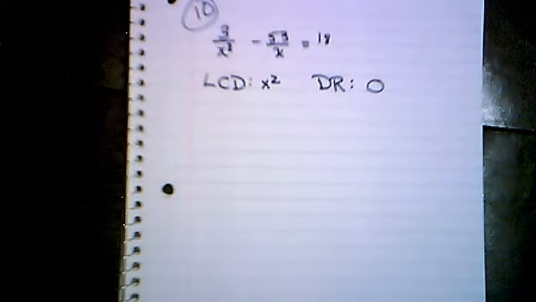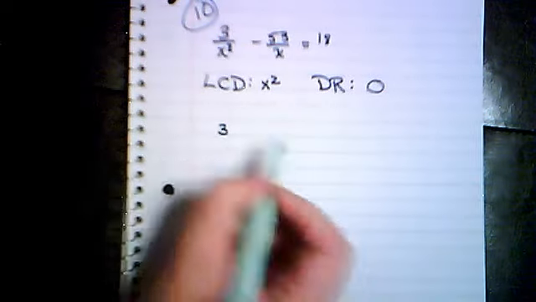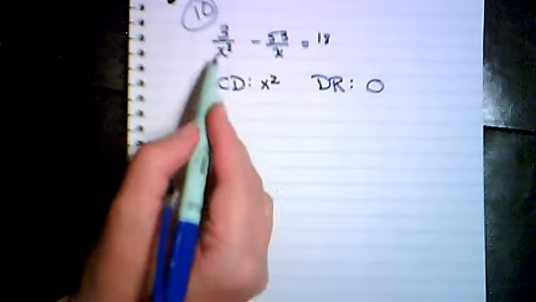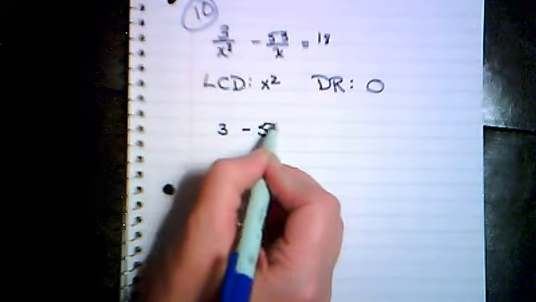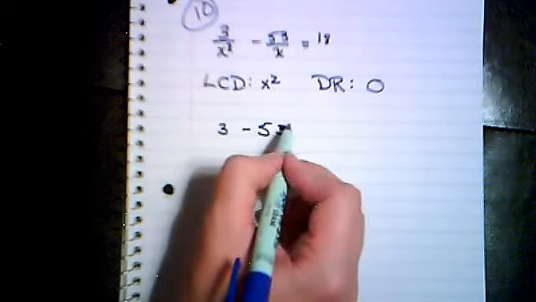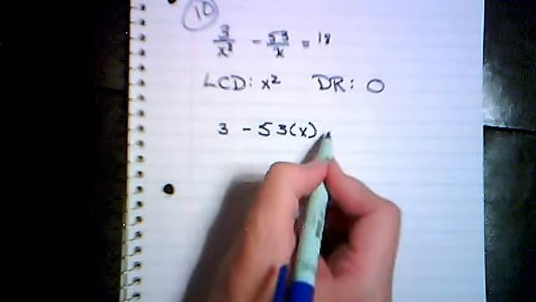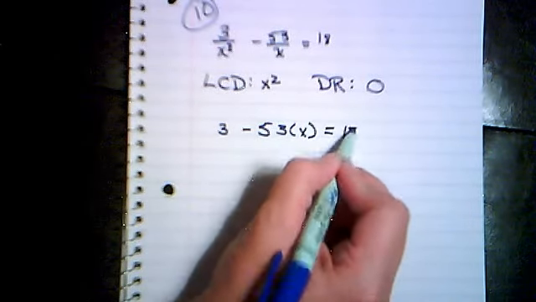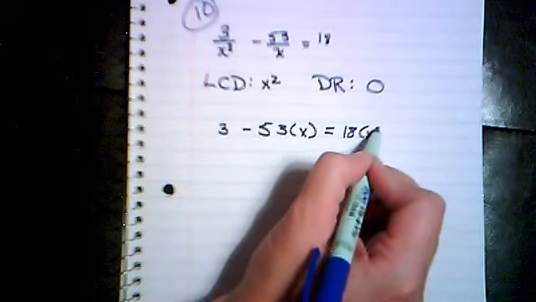Now, I'm going to multiply these three terms by my LCD, and when I do, I'm going to end up with my numerator times whatever my denominator was missing from the LCD. This first one was missing nothing, so I'm not going to multiply by anything. So the 53, I have an x, but my LCD is x squared, so I still need one more x. It was missing one of the x's, and that's equal to 18, and my denominator was missing all of my LCD, so I need to multiply that by x squared.